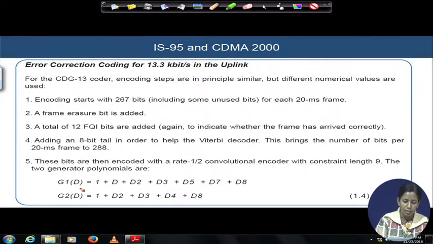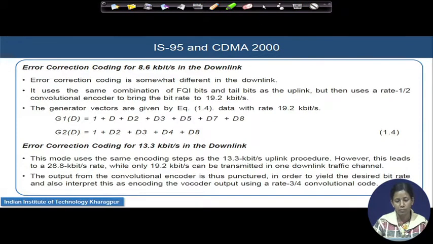And these are the generator polynomials. Two generator polynomials are involved for the uplink 13.3 kbps. Let us see about the downlink. For 8.6 downlink, error correcting codes will be somewhat different.